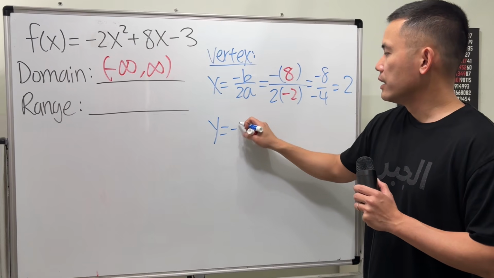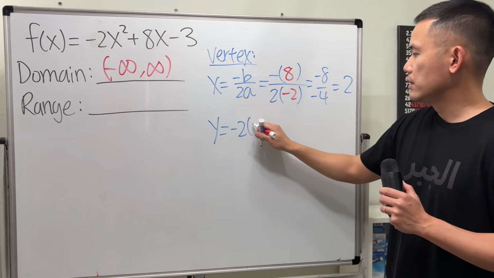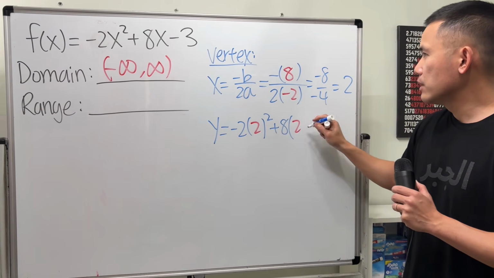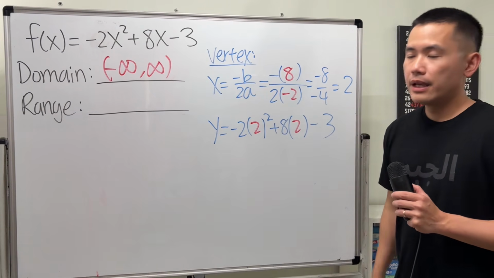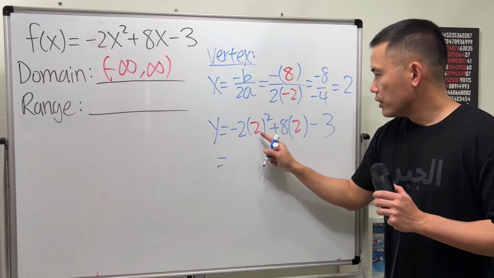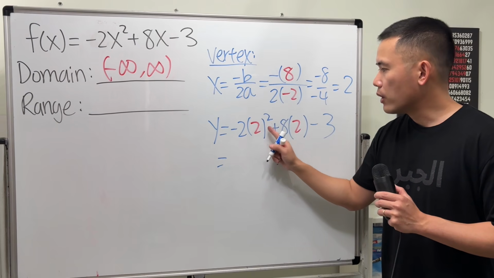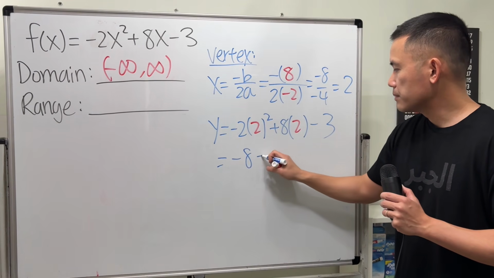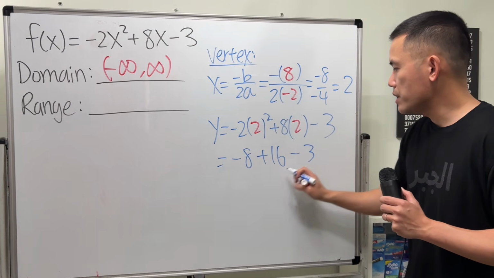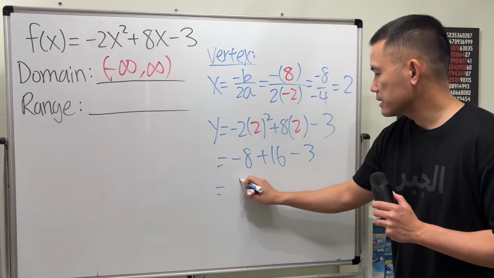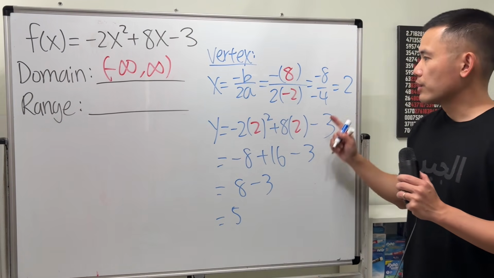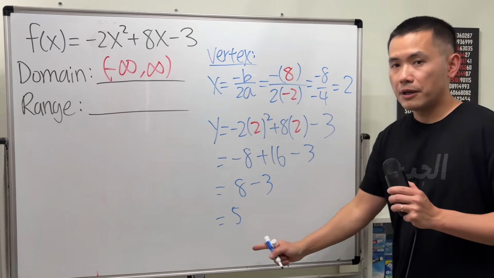That will be negative 2 times this 2 squared plus 8 times 2, and then minus 3. So work this out first. 2 times 2 is 4, times negative 2 is negative 8, and then that's plus 16, and then minus 3. That is positive 8 minus 3, so we get 5. So the vertex is at 2, 5.